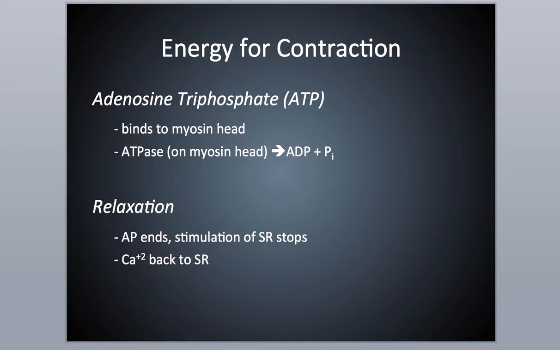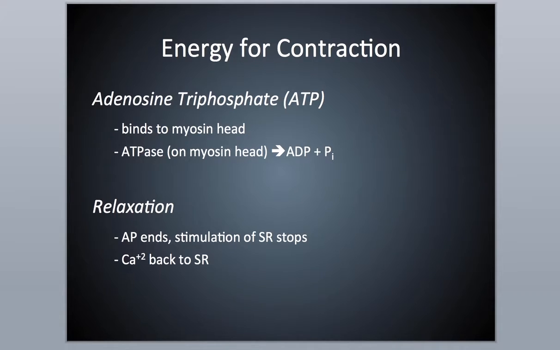this is going to bind to the myosin head, and this is the whole purpose of why we need ATP in the muscle. The reason we go through oxidative phosphorylation, so we can continue exercise and muscular contraction, is that we need to continue to make ATP so we can get the energy out of it. So the ATP binds to the myosin head, and on the myosin head there's an enzyme that hydrolyzes it, breaking it up into ADP and one inorganic phosphate.